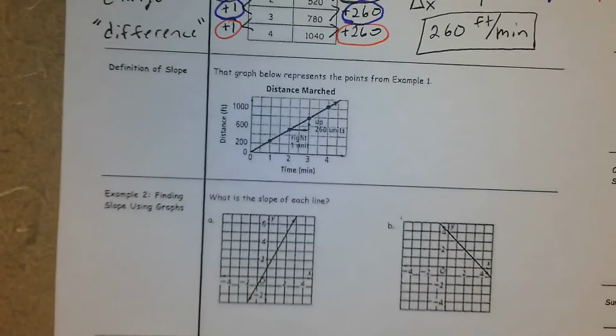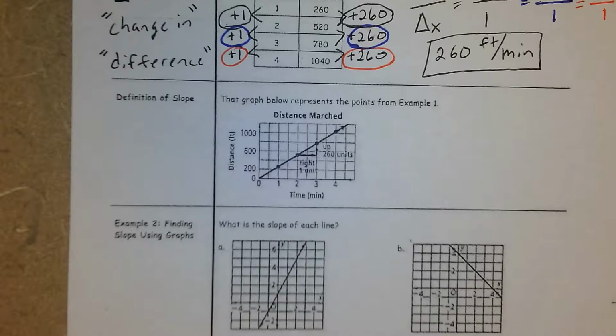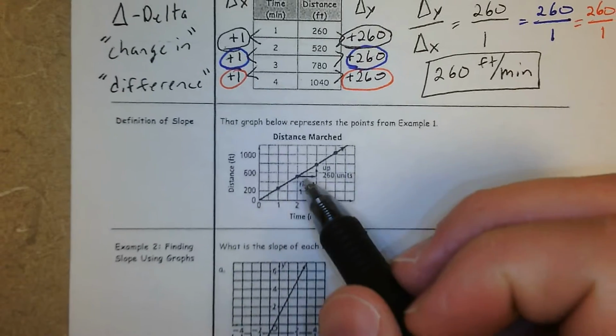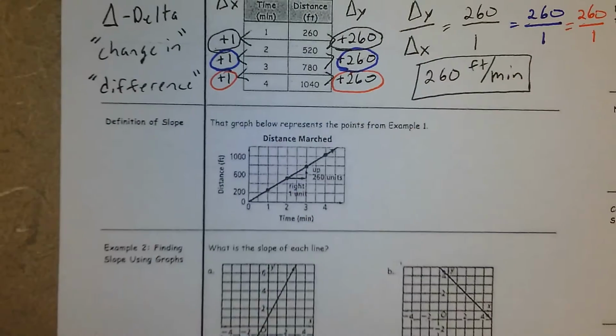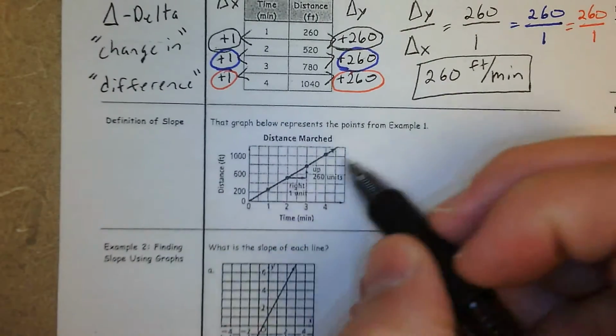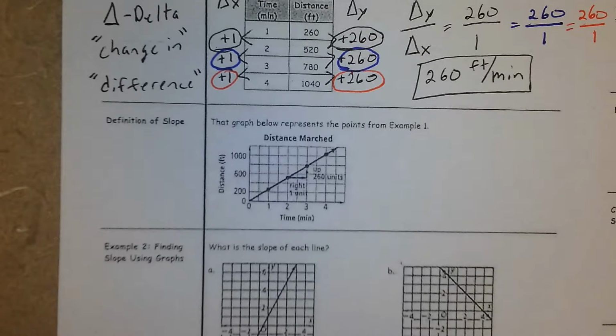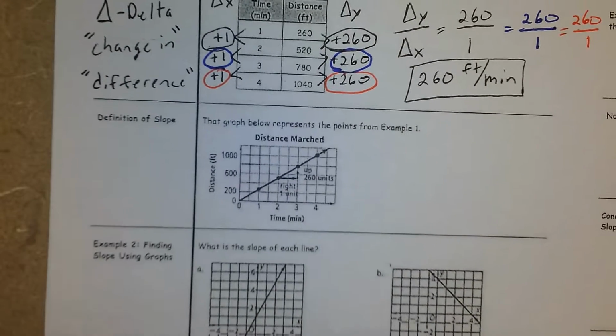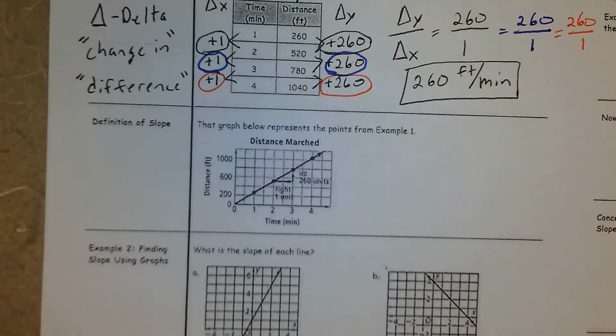Okay, so let's take a look at slope. Slope is the same thing as rate of change. The graph below represents the points from example 1. If we take a look, we know it's constant. Why? Because it's a straight line. If we were to graph these points from the table, it should make a straight line, and it's constant because it's a straight line. It starts at 0, 0, meaning that it is proportional as well. All we're doing is taking the table from here and transforming it here.